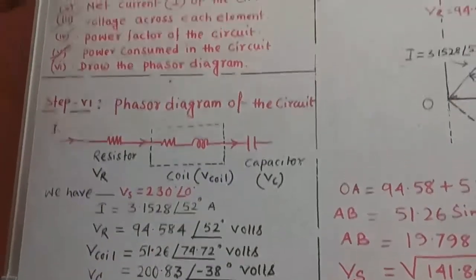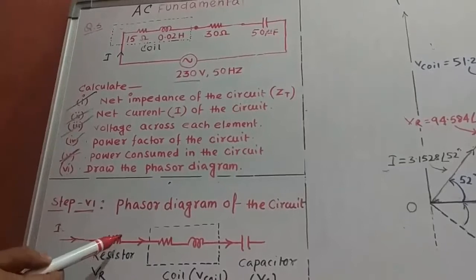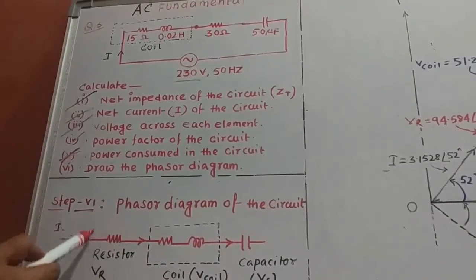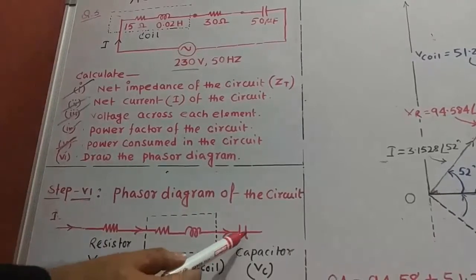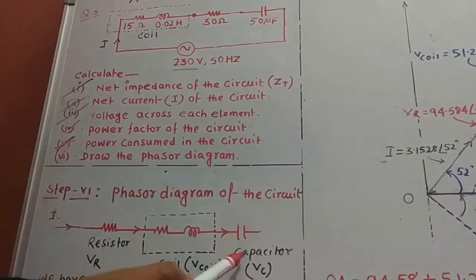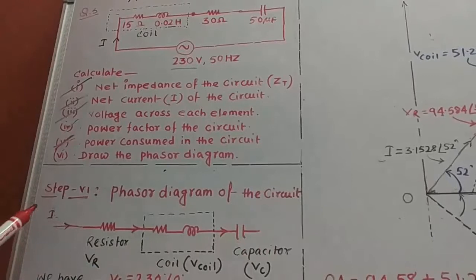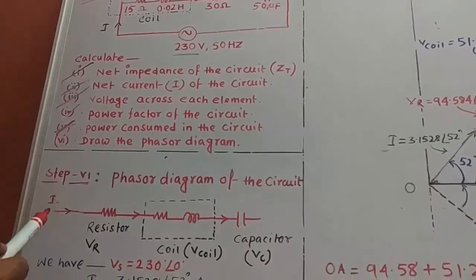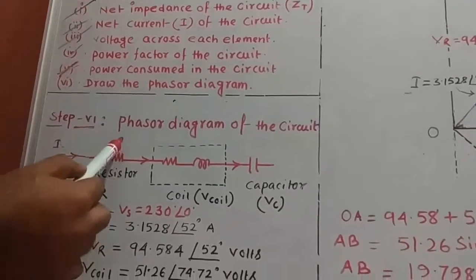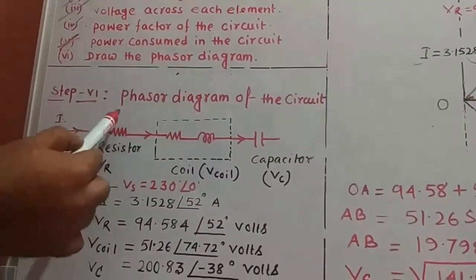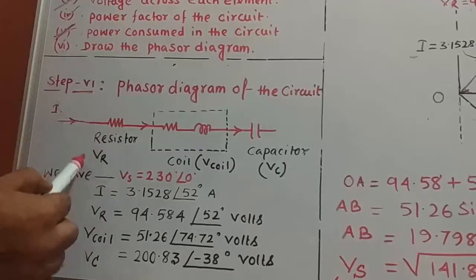Now step number 6, phasor diagram of the circuit. I have redrawn this circuit like this. First I have drawn the resistor part, second the coil part, and third the capacitor. So what is the technique I am following? First I will draw the phasor diagram of the resistor element. Generally people do it like this: the current will be in the same phase with respect to the voltage.